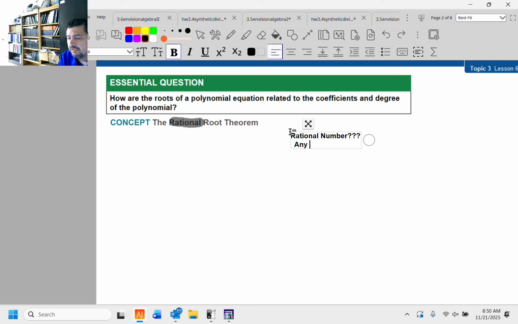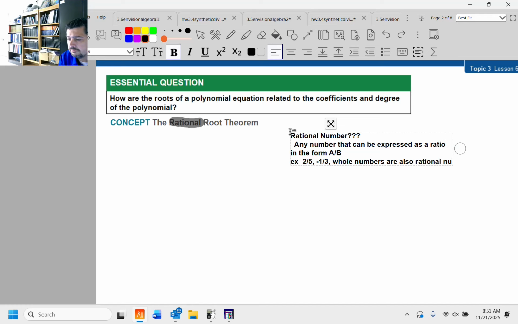A rational number is any number that can be expressed as a ratio. We usually say in the form A over B. So some examples would be your fractions, things like that, 2/5, maybe negative a third. And even whole numbers are also rational numbers. You may not think that, but 3 is 3 over 1. So your whole numbers, positive or negative.